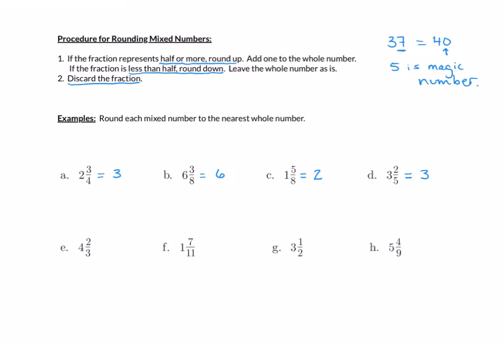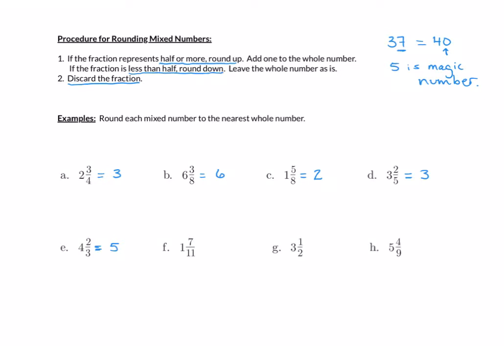4 2/3. If I have 2 out of 3 pieces of candy, I have more than my friend who has 1. So I'm happy. I'm going to round up. 4 becomes a 5. And we drop our fraction.